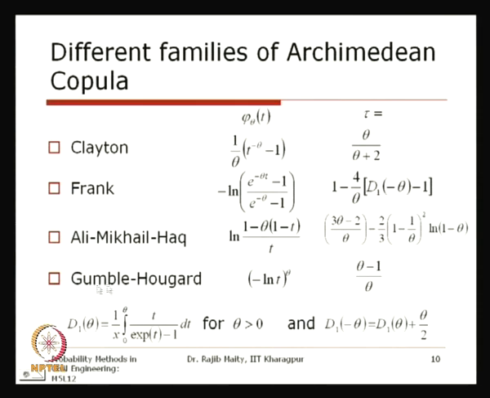And the last one is the Gumbel-Hougaard, for which the generator is minus ln t power theta, and following the same equation, tau will be equal to theta minus 1 by theta. So, now it is known that from the sample estimate we can get tau first, then we can get the estimate of theta, and that theta we can feed into whichever copula function is tentatively used, and then we can get the joint distribution.